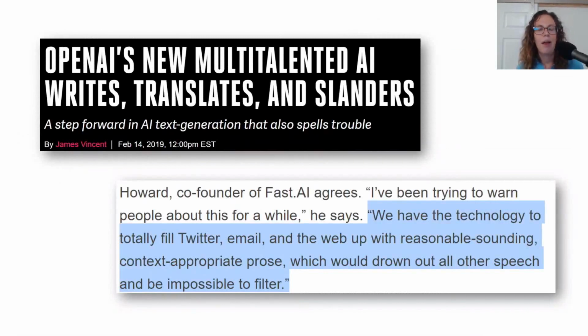And so when GPT-2 came out, Jeremy Howard, co-founder of fast.ai, was quoted in the Verge article on it: I've been trying to warn people about this for a while. We have the technology to totally fill Twitter, email, and the web up with reasonable-sounding, context-appropriate prose, which would drown out all other speech and be impossible to filter.